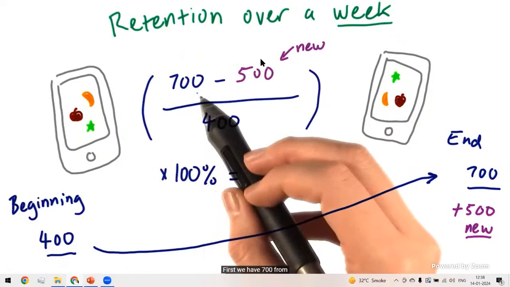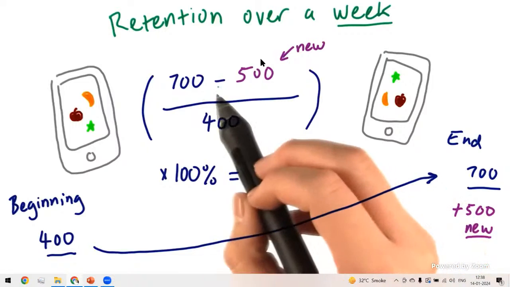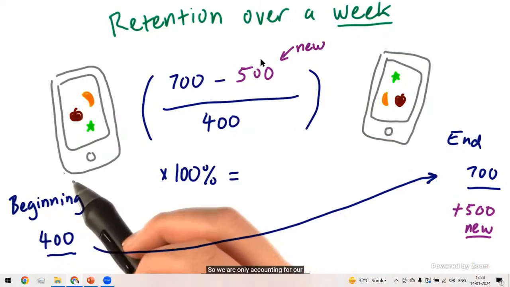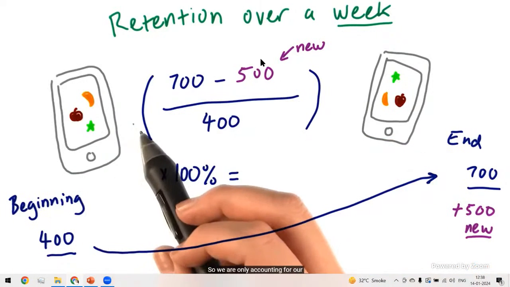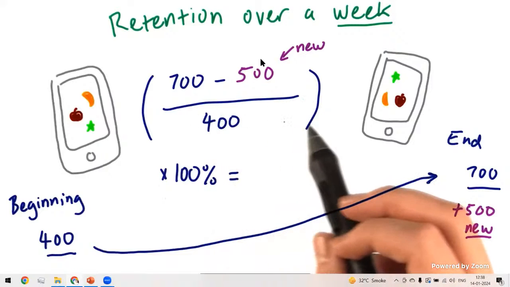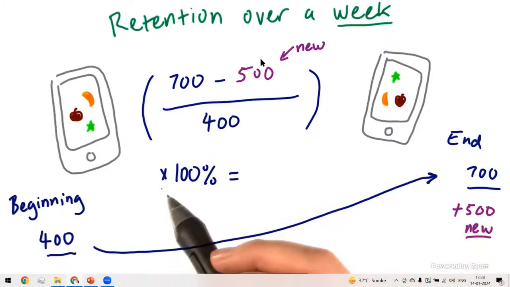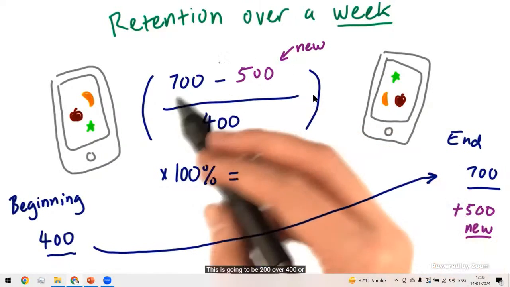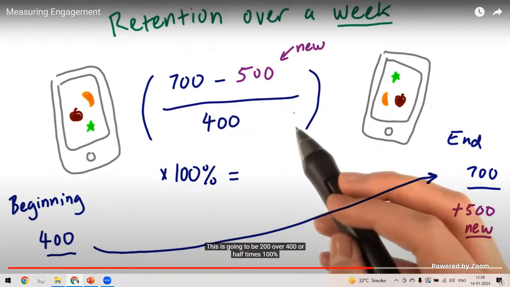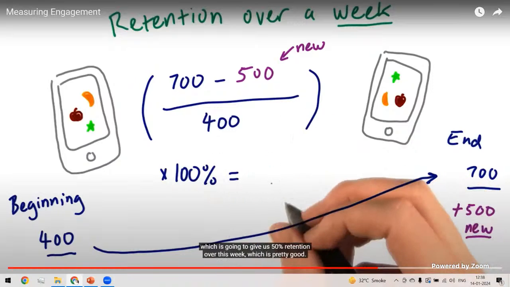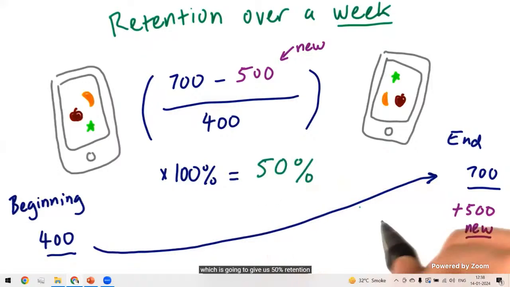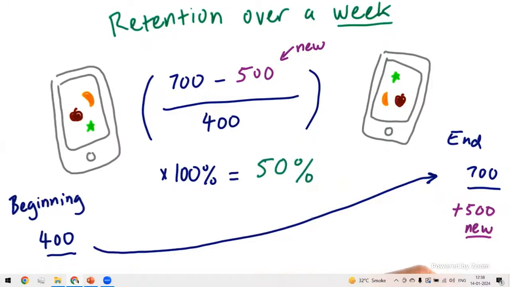So let's calculate the retention. First, we have 700 from the end of the week, minus the 500 new players that joined midweek, so we're only accounting for our original 400 to see who stuck around, all divided by our 400 original players, then times 100 to get a percentage. This is going to be 200 over 400, or half, times 100%, which is going to give us 50% retention over this week, which is pretty good.